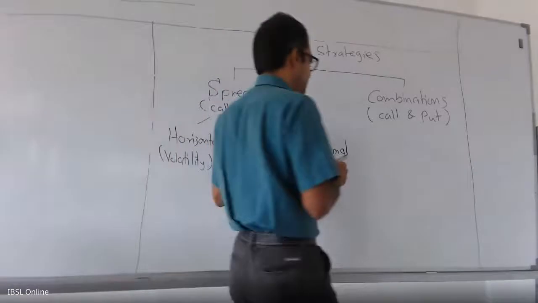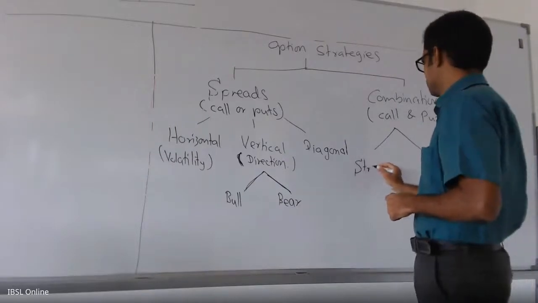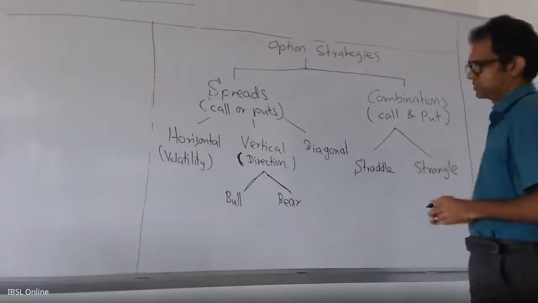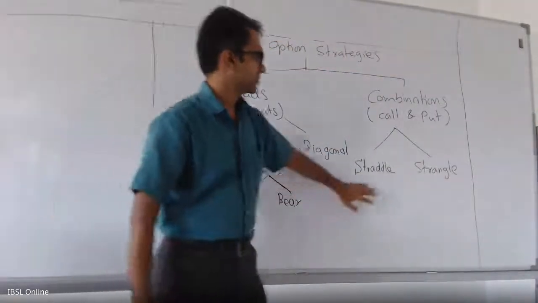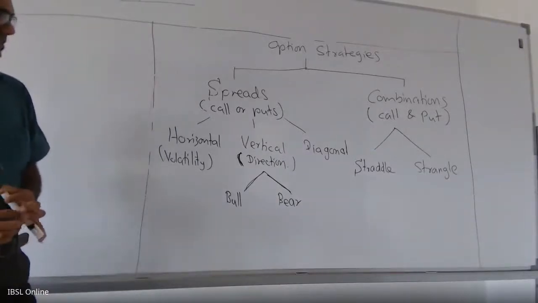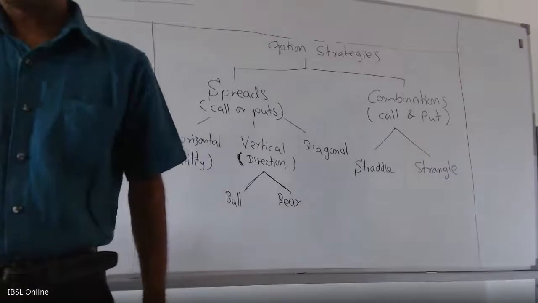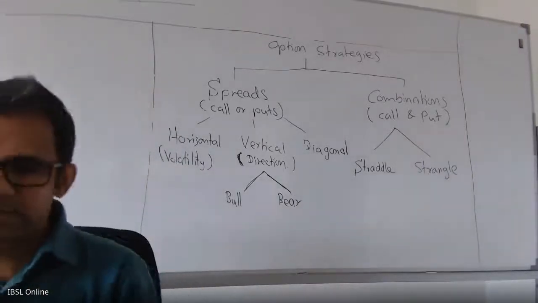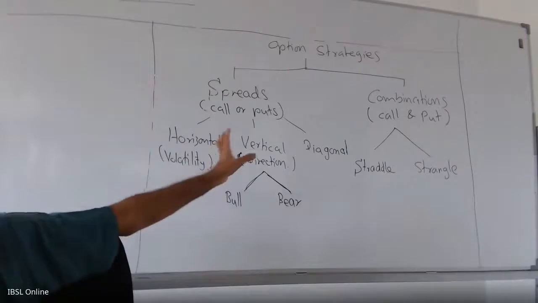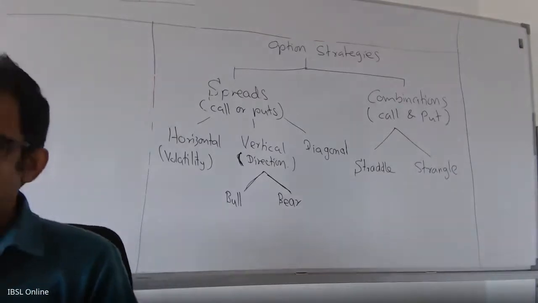And the combinations, basically, you have two: straddle and strangle. Those are the two options. So in spreads, there are more spreads like butterflies and different spreads. I'm not going to discuss those. This is the summary on spreads, what we discussed so far and what we are going to discuss in combination.